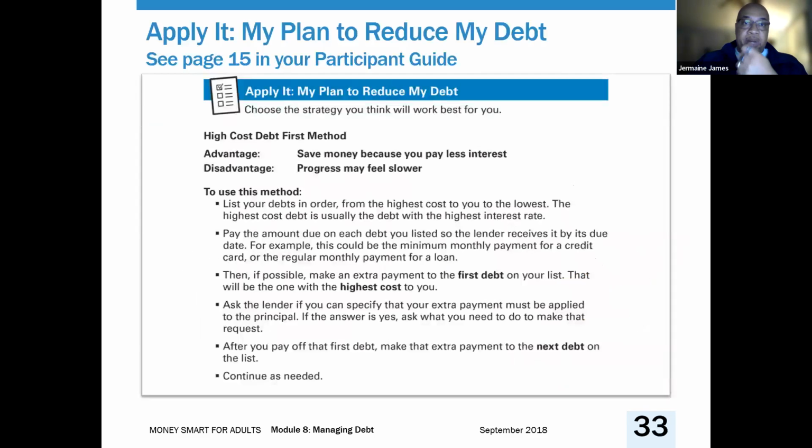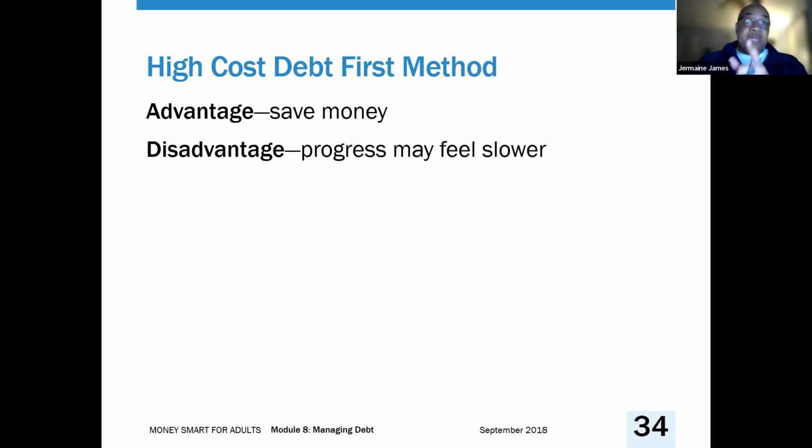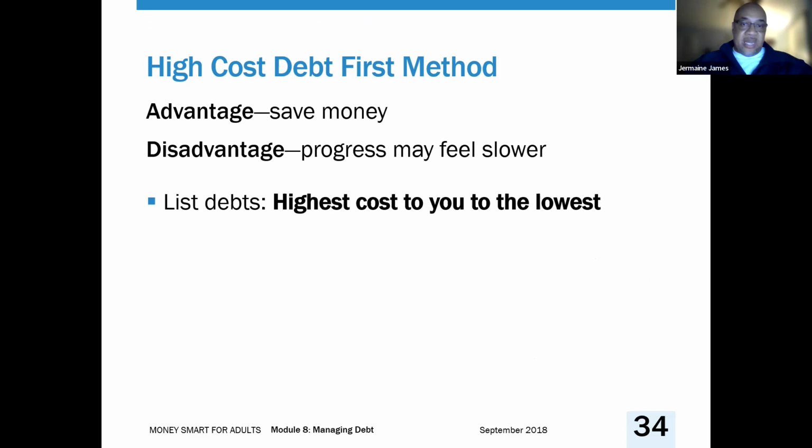Page 15 of your participant guide is a plan on how to reduce your debt. With that being said, the high cost debt first method is what we're going to talk about. One of the advantages is, first and foremost, it saves you money. The disadvantage is that progress may seem slower. As a best practice, list your debt from the highest cost to you to the lowest.